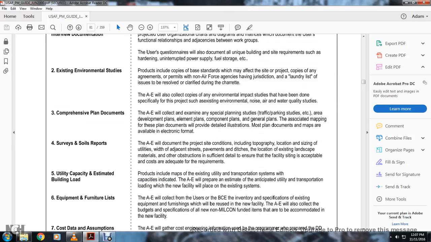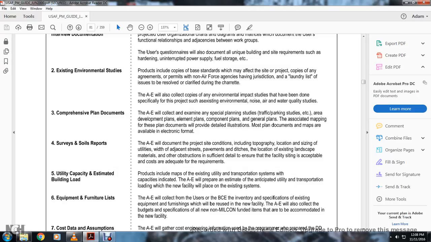3. Comprehensive planning documentation. The A&E will collect and examine planning studies, traffic and parking studies, area development plans, element plans, component plans, general plans, and associated mapping of the plan, with documentation provided with detailed illustration. Most of the plan documents must be available in electronic format.